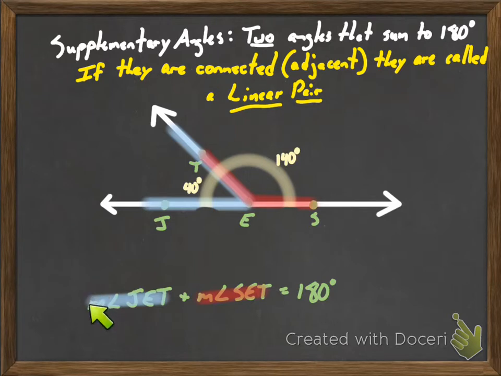Also, one other thing I wanted to point out. If you see this M in front of the angle, that means measure. So you might want to write that down too. The M in front of the angle means measure. We'll talk a little bit about that in a sec.